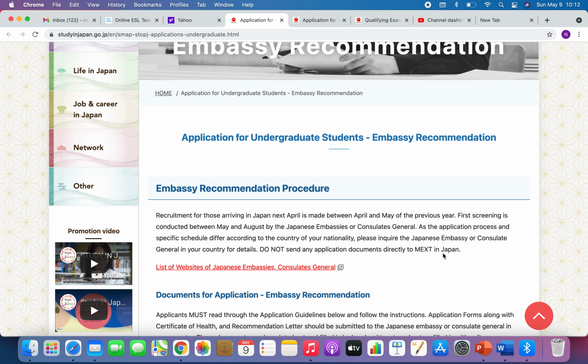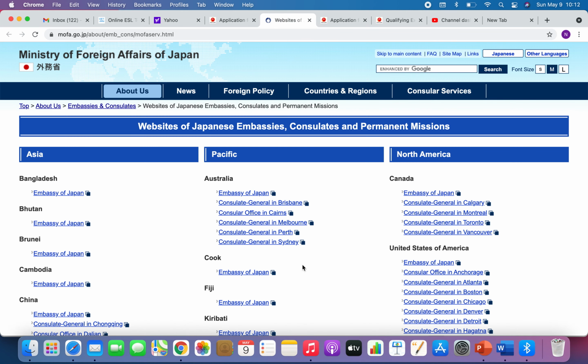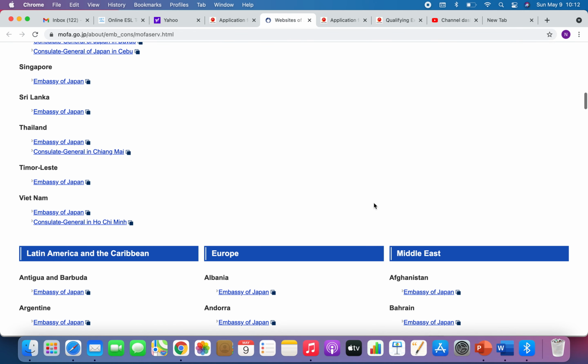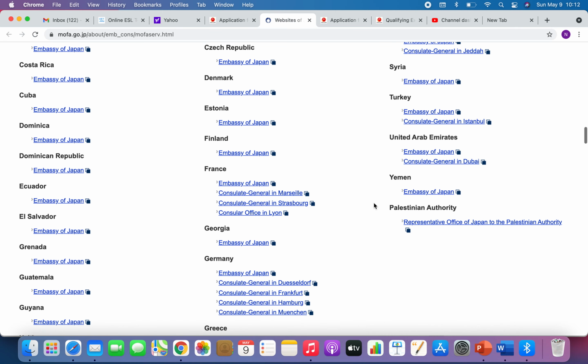You should also check with your embassy so you know when the deadline for the scholarship application is. Right here you can see a list of websites of Japanese embassies and consulates general. If you click here, you can easily find the Japanese embassy in your country. As you can see, it's divided: you have Asia, Pacific, North America. I'm from Cameroon, so I'm going to find Africa and go there.